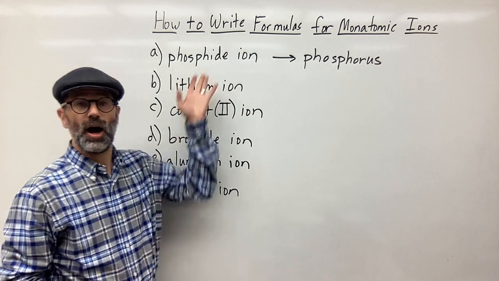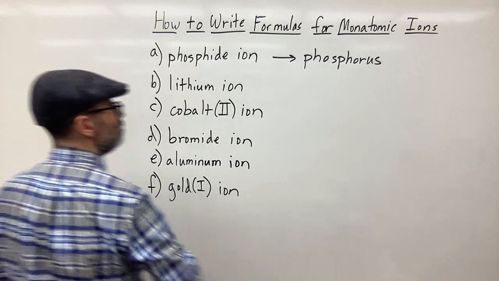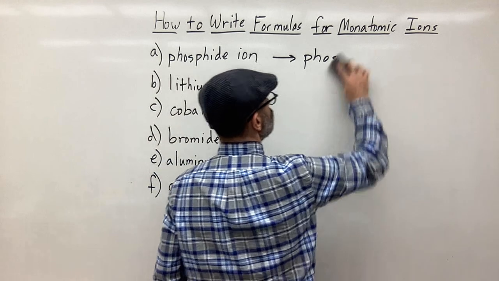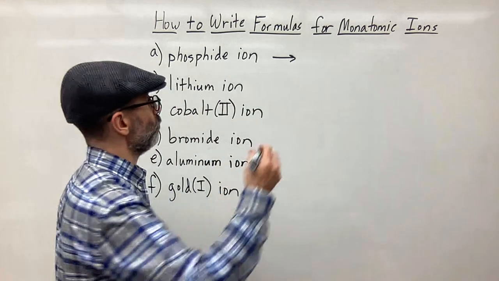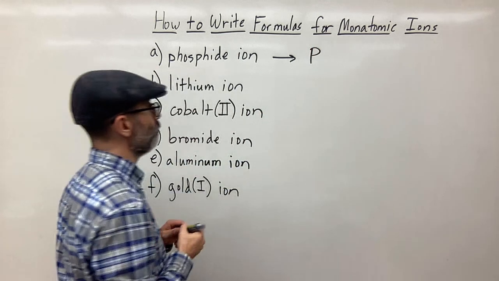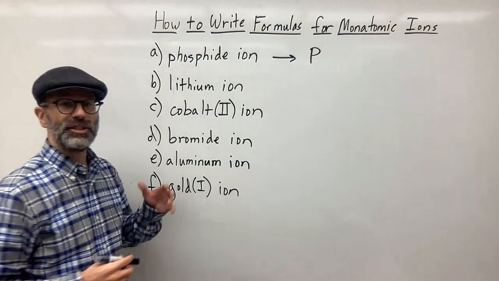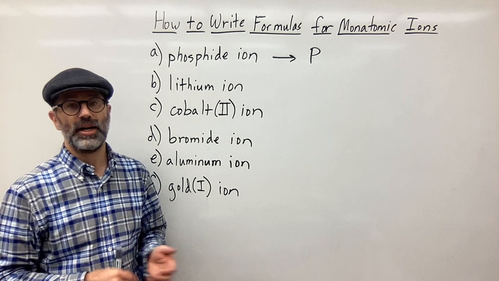And so now we need to know the charge. Well, we put the symbol first. So let's put the symbol here. P for phosphorus. And so you need to be able to identify the charge from your periodic table.